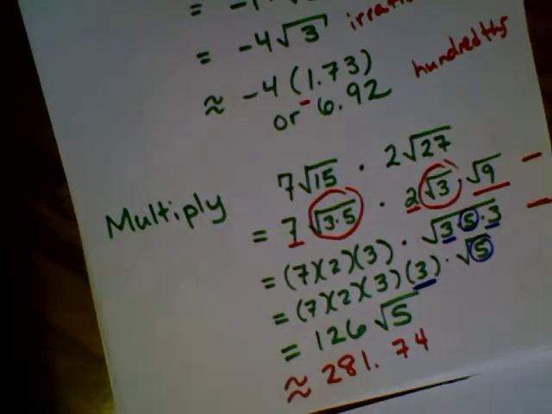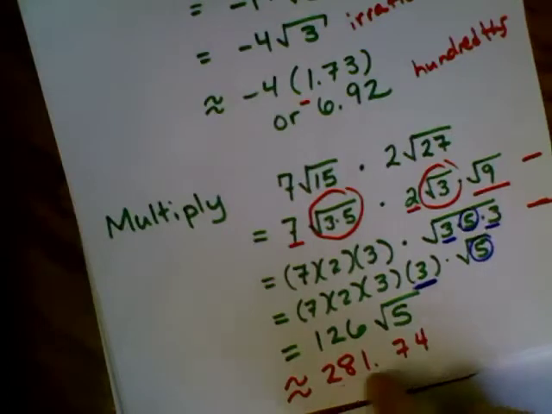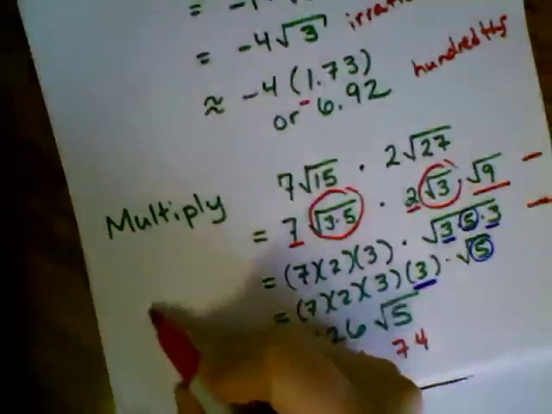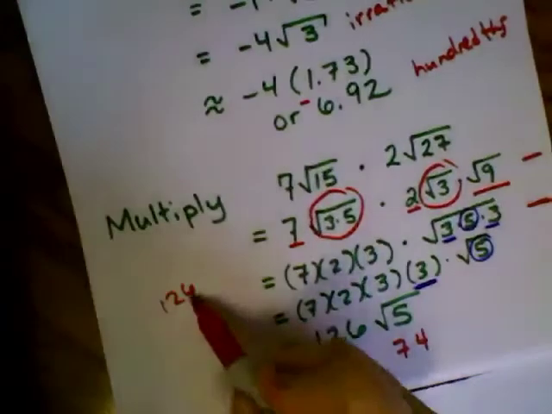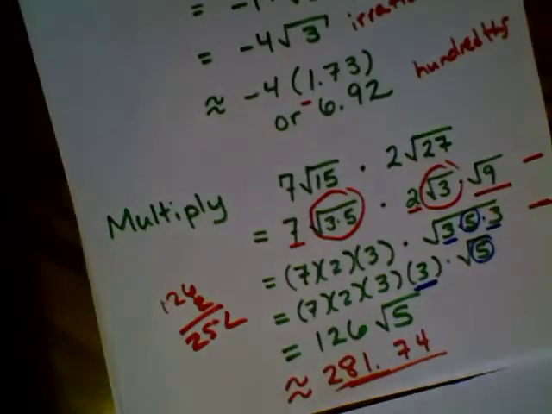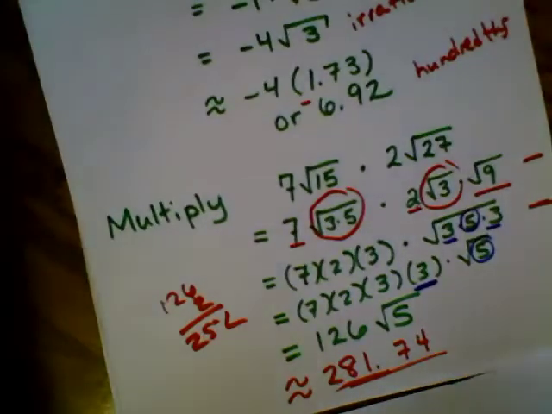And when I approximated here in red, I got something a little bit bigger than 2 times 126. So if I was estimating, 126 times 2 would have been 252. So this had to be bigger, and it is. And that would be rounding to the nearest hundredths.